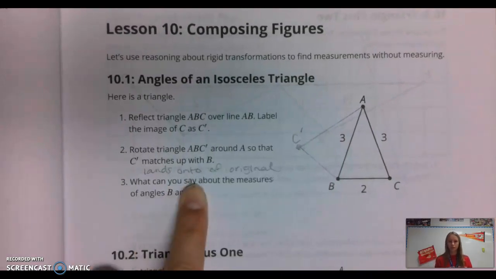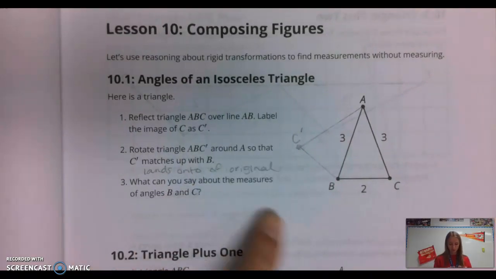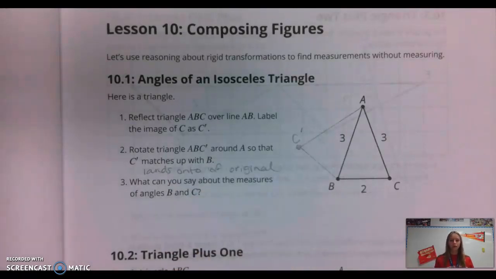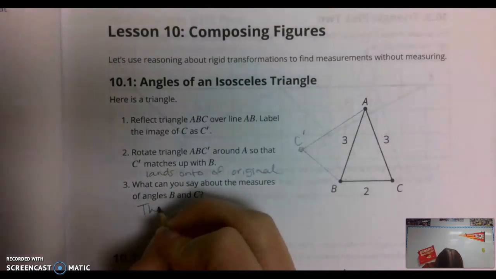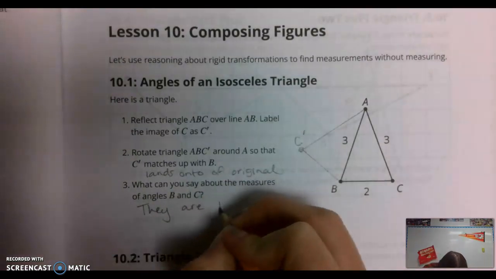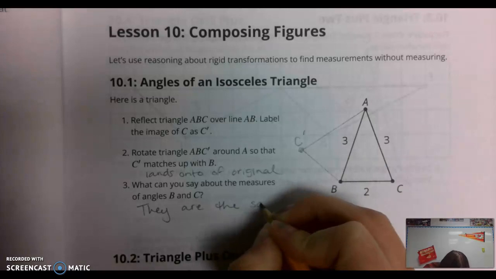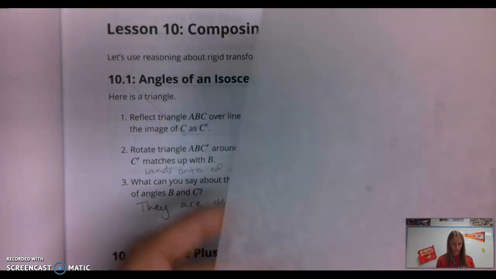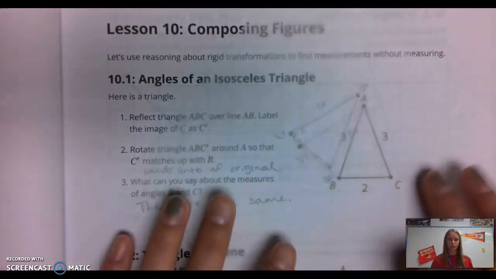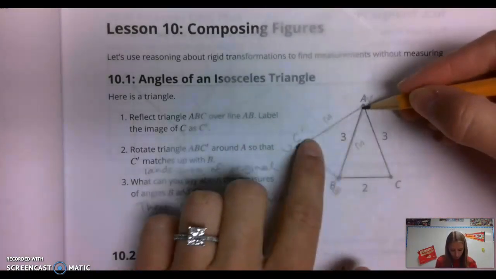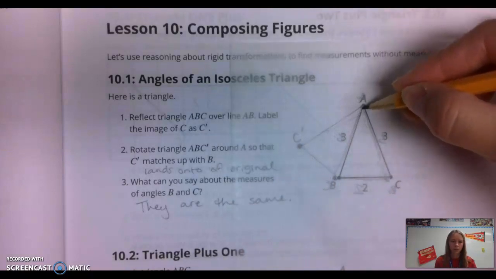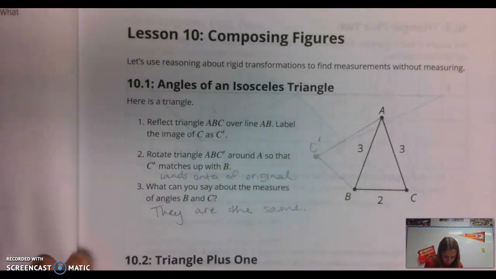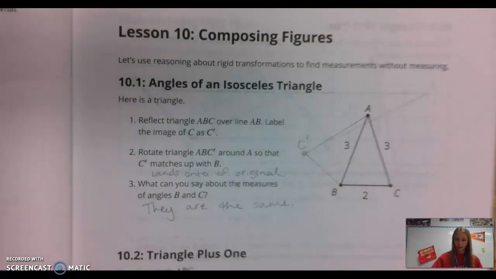Alright, now it says, what can you say about the measures of angles B and C? Well, what we can say is that they are the same. And we know that because if we were to rotate and use rigid transformations, put angle C on top of B, they match, okay? So that is how we know that.